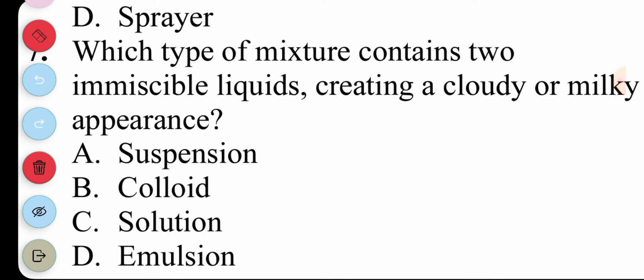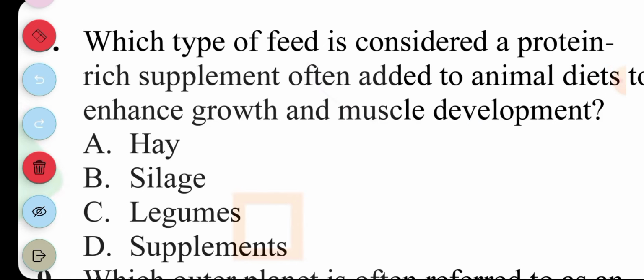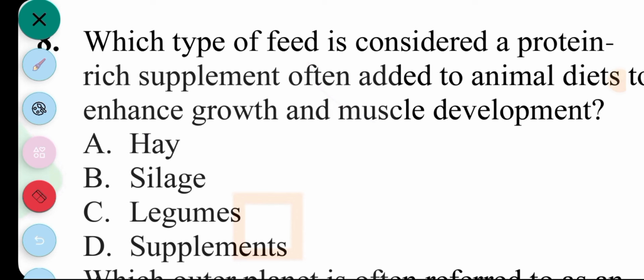The answer to question 7 is, so we have suspension, we have colloid, we have solution, we have emulsion. The answer to question 7 is B. Colloid. Question 8. Which type of feed is considered a protein-rich supplement often added to animal diet to enhance growth and muscle development? A. Hay. B. Silage. C. Legumes. D. Supplements. And the answer to question 8 is D. Supplements.